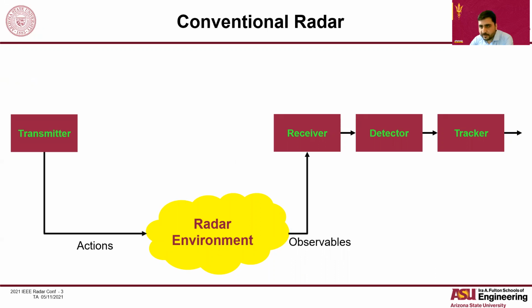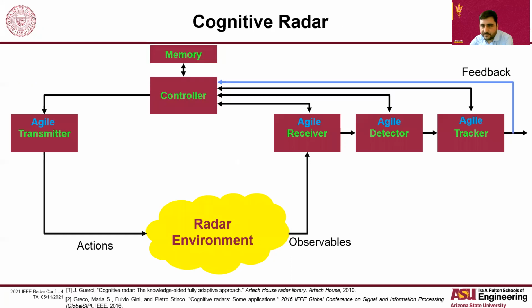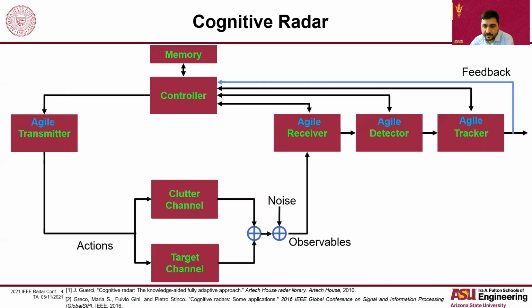So in a conventional radar, the transmitter transmits a fixed waveform for the whole duration of the mission, and there is no feedback from the receiver chain to the transmitter. On the other hand, cognitive radar systems are proposed that adapt the waveform throughout the mission. The main ingredients of cognitive radar include feedback from the receiver to the transmitter, a database of information, and an adaptive signal processing chain. The radar environment is typically modeled as responses from a clutter channel as well as a target channel plus waveform independent noise.